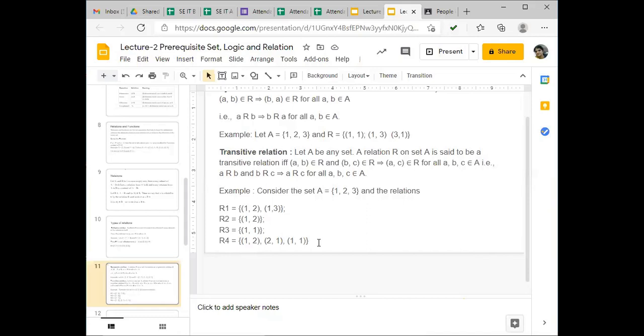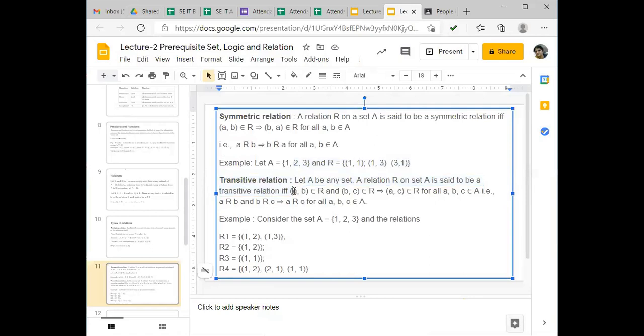Okay, students, again, we'll come back to the definition. If A is related to B, and if B is related to C, then A should be related to C. Coming to this R1. One is related to two. Is two related to something? No. One is related to three. Is three related to something? No. So this is transitive. Are you getting this, students?